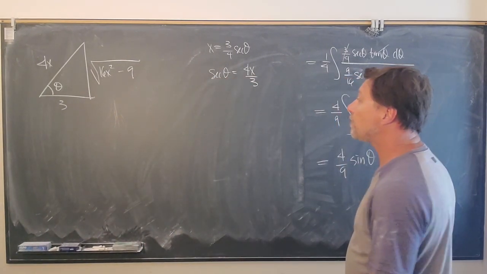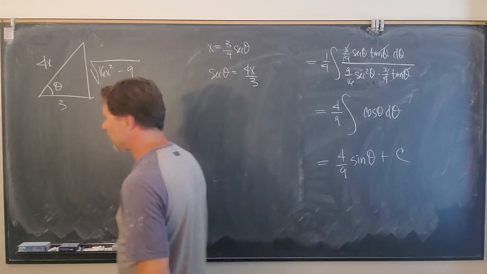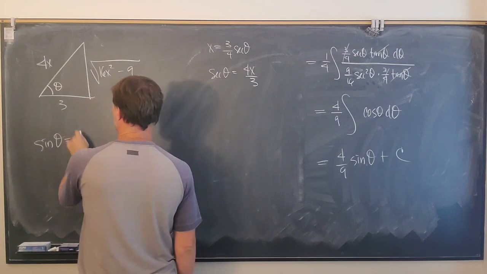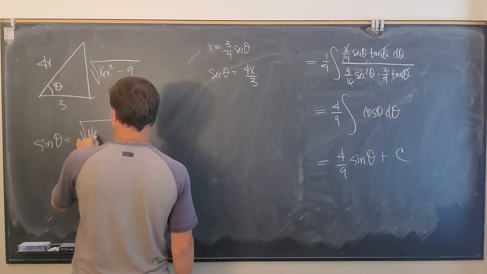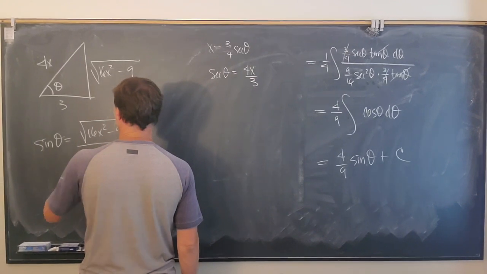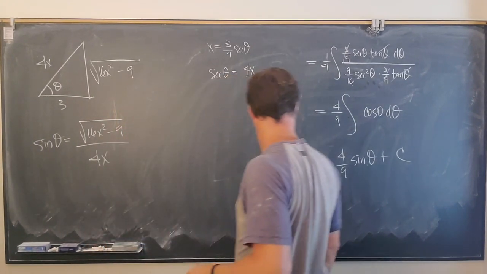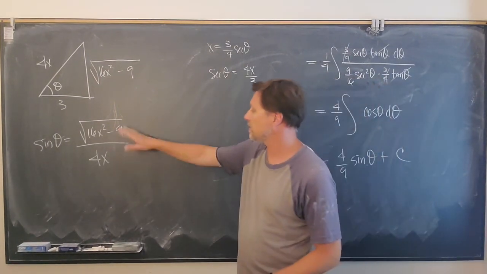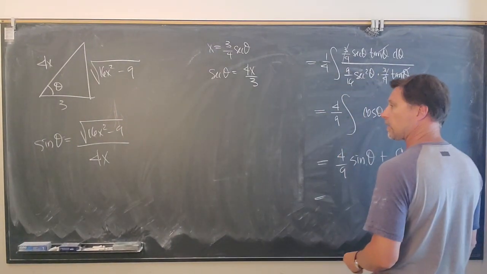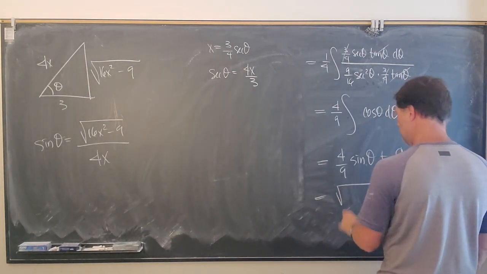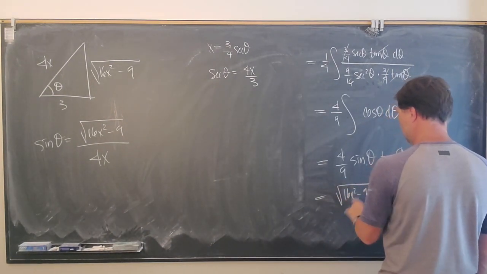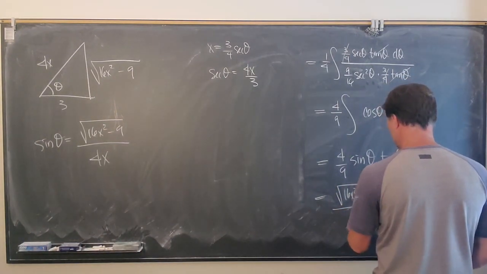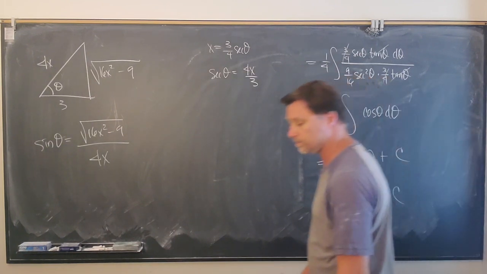And so from this triangle we can read off what sine theta is. Sine theta equals opposite over hypotenuse. So in the end what we get is a 4/9 times this stuff, so the 4's cancel. Let's see if I can write this nicely as a square root of 16x squared minus 9 divided by, the 4's canceled, so I'm just left with a 9x plus c.